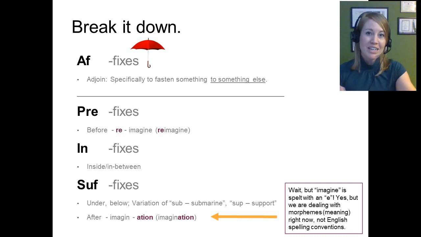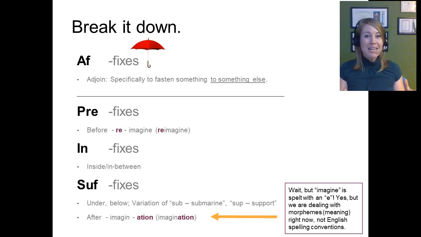But the big ones are prefix, which means we're fastening something before the word, or suffixes, which means we're fastening something after the word. So suff literally means under or below, and it's a variation of sub as in submarine, right? Below water, support to come up, sup to come up under someone to offer support. So suffix means we're going to fasten something after the word. So you've got the word imagine, and we can fasten the suffix ation to it and get the word imagination.